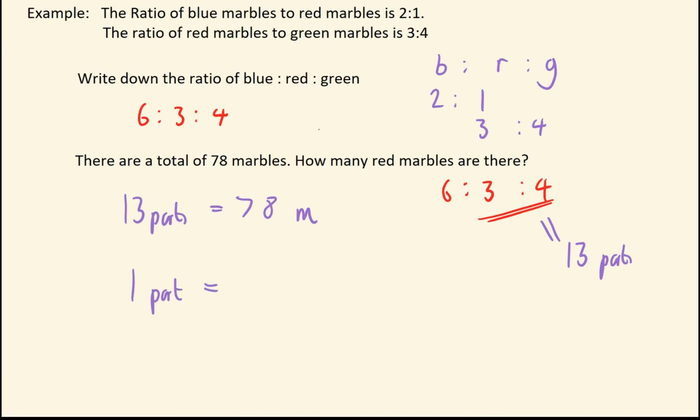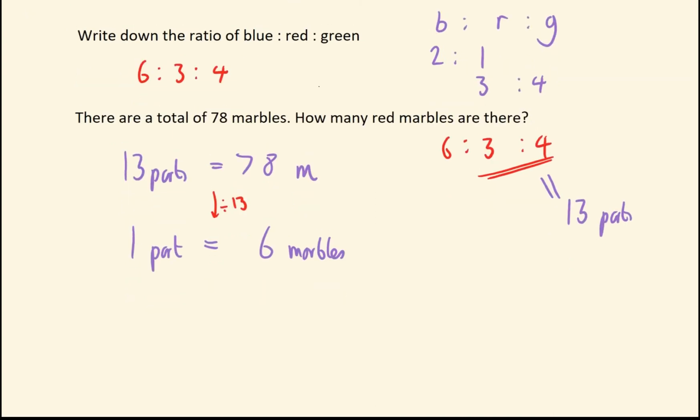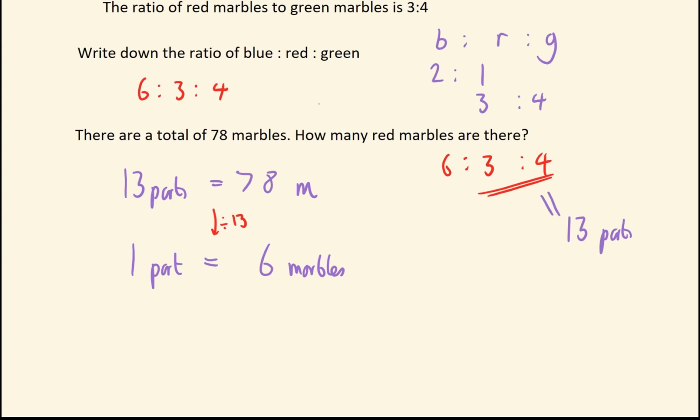And in every question, that's your goal. You want to work out what 1 part is worth. To do that, I divide both these numbers by 13. If you do 78 divided by 13, that gives you 6. So every 1 part is worth 6 marbles. We want to know how many red marbles I have. Red marbles is the middle ratio. So I've got 3 parts, each part is worth 6, so therefore 3 parts corresponds to 18 red marbles.